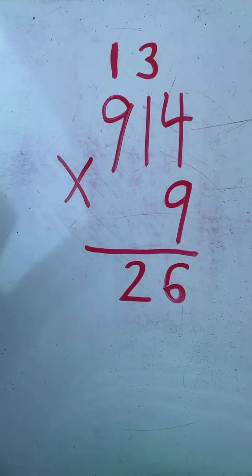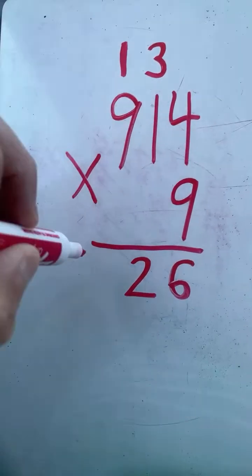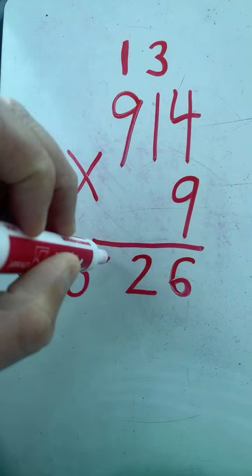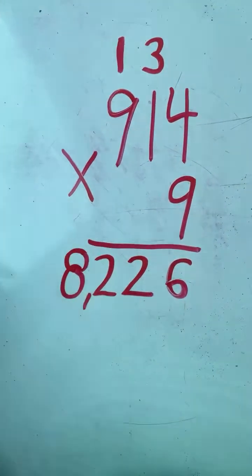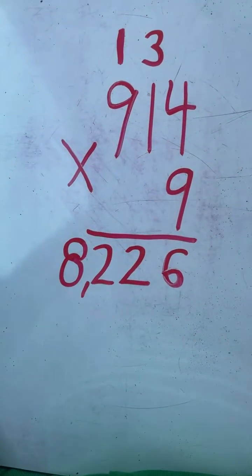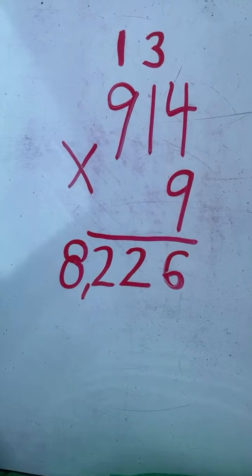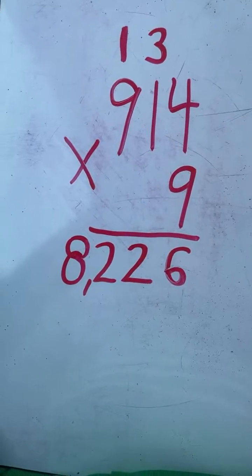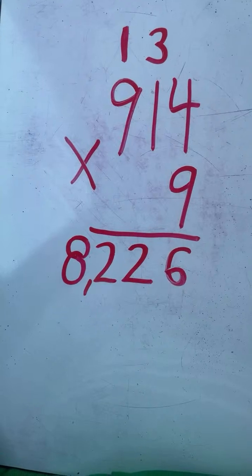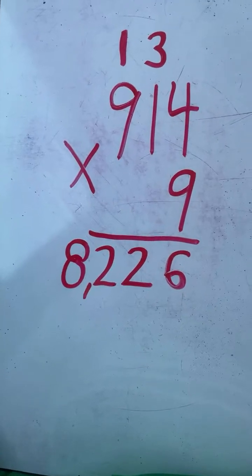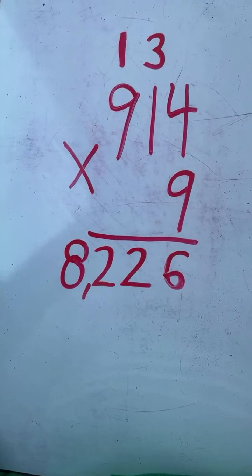9 times 9 equals 81, plus 1 equals 82. And we have our final answer. 914 times 9 equals 8,226. All right, moving on to the next example.